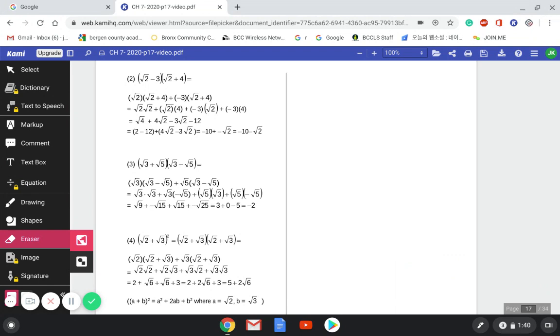We're going to continue from multiplying binomial times binomial in radicals. And last time I talked about that we're going to do the foiling it.